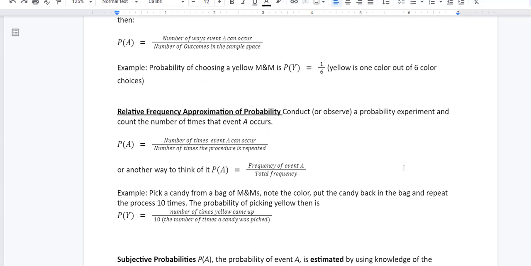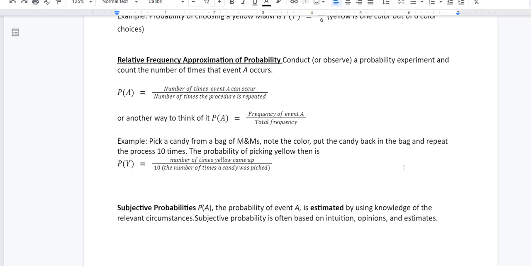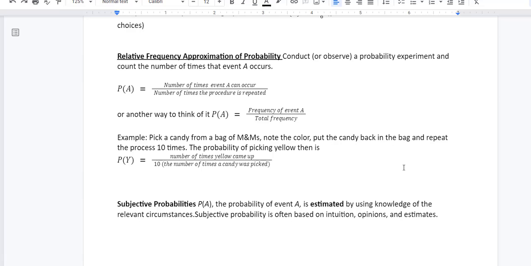Now, a relative frequency approximation of probability is when we observe a probability experiment and count the number of times that the event A occurs. An example of this would be to pick a candy from a bag of M&Ms, note the color, put the candy back in the bag, and repeat that process 10 times, or you're going to do it later for 50 times. Then what is the probability of picking yellow? It will be the number of times yellow came up over the 10 times that you did the experiment.